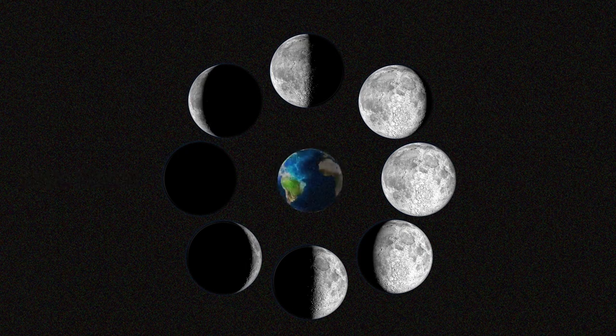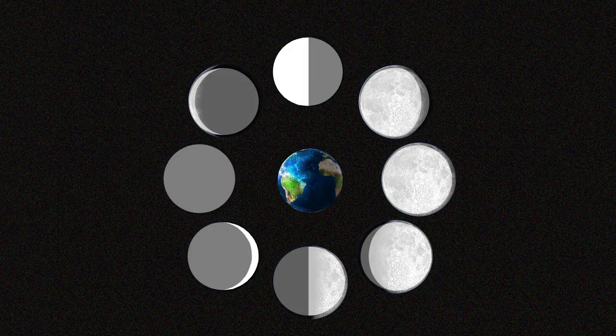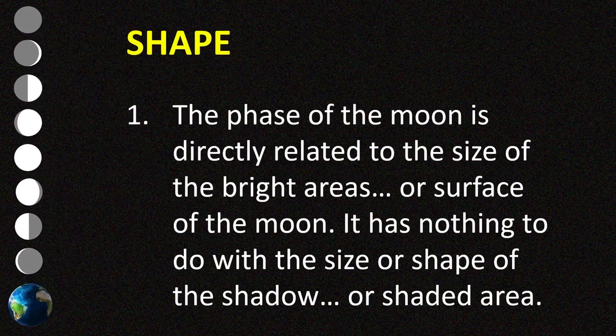Now here are some easy ways to help you remember all these 8 different phases of the moon. Just remember these important notes. Number 1, the phase of the moon is directly related to the size of the bright areas, or surface of the moon. It has nothing to do with the size or shape of the shadow or shaded area. So focus on identifying the shape of the bright areas of the moon, never mind the shaded areas.